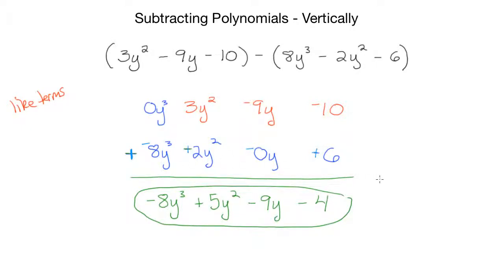But there you go. There's a good example of subtracting polynomials using a vertical method. Whether you distribute the negative or whether you bring it down here, you just have to make sure that negative number is affecting every term in the second polynomial.